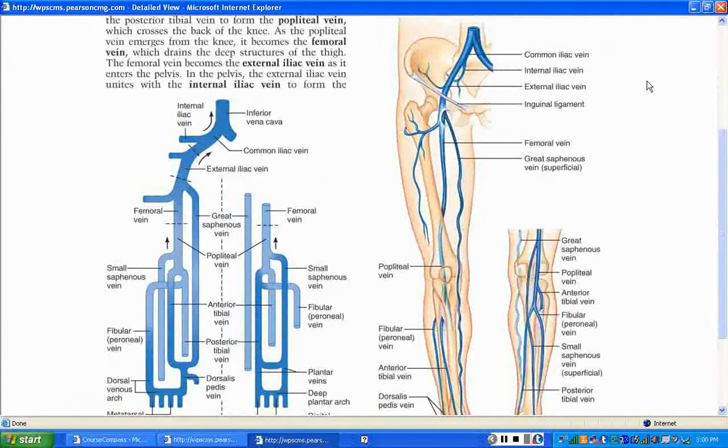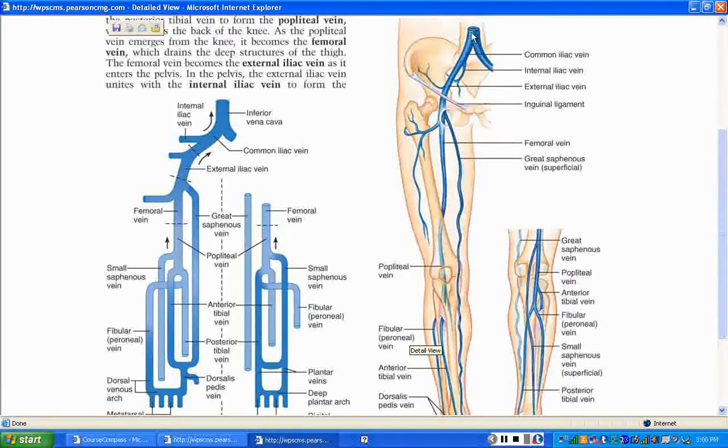Blue means systemic veins. Systemic veins are carrying blood which direction? To the heart. So on the lower body, it's going which way? Up. The blood's going up. Of course, we're starting at the top and labeling it going down, okay? Remember, blood's going the opposite way.